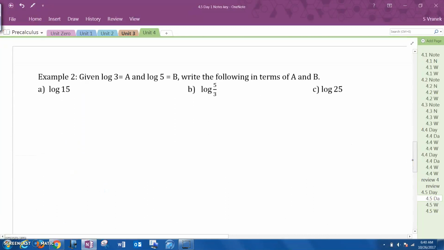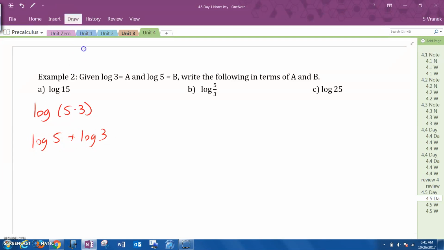Alright, given that log of 3 is a and log of 5 is b, write the following in terms of a and b. So I'm telling you basically I need to get 5s and 3s. So hopefully you know that 15 is 5 times 3. And then we're going to use the property that we know to split them up. So this is log 5 plus log 3. And then in the problem, I told you that log 5 was b, so this is b plus log 3, which is a. So this is just b plus a.